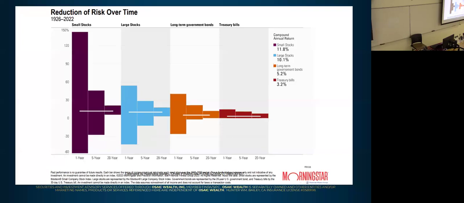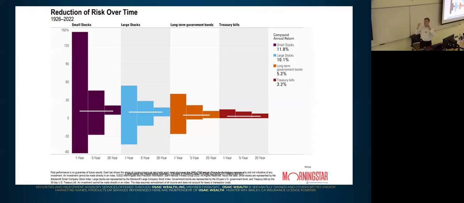For example, here on the small stocks, you have a possibility of earning 150%, but you could also lose 60%, and that's for 1 year. But if you hold it for 5 years, it's more likely that you'll return maybe 50 or lose maybe 20 or 25. But then if you hold it for 20 years, it squishes down even further. So this is, again, another representation of why we hold stock investments for the long term.